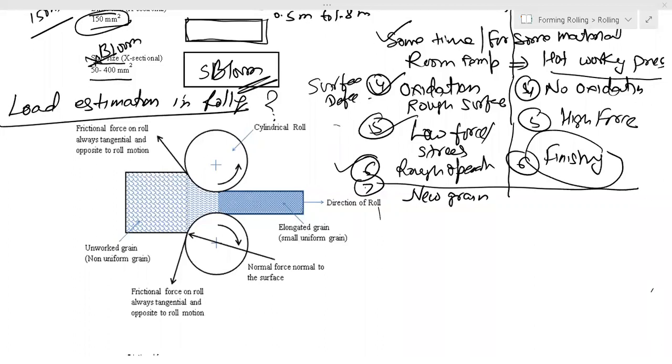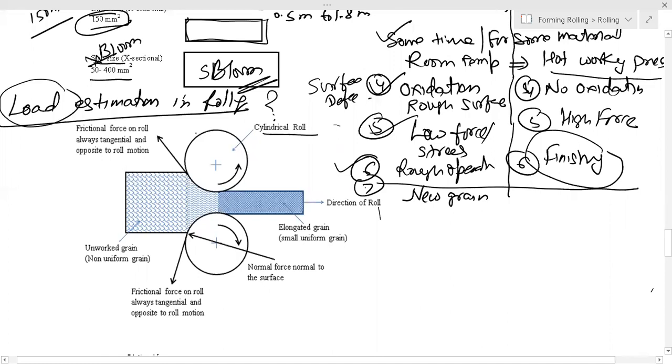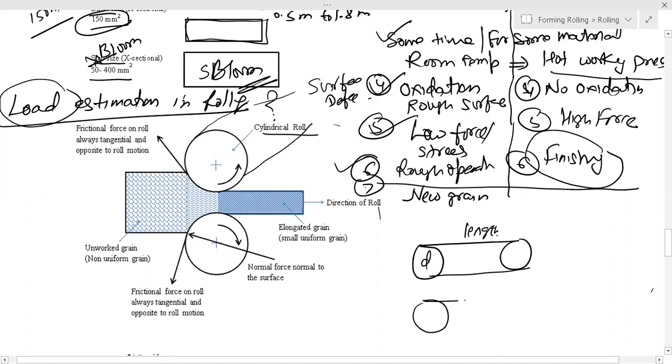So now we are going to estimate load and understand the rolling process. You have two cylindrical rolls, don't think it is spherical or something. A roll is like this. It will have some diameter and some length also. Two rolls are there, of the same size and same length.